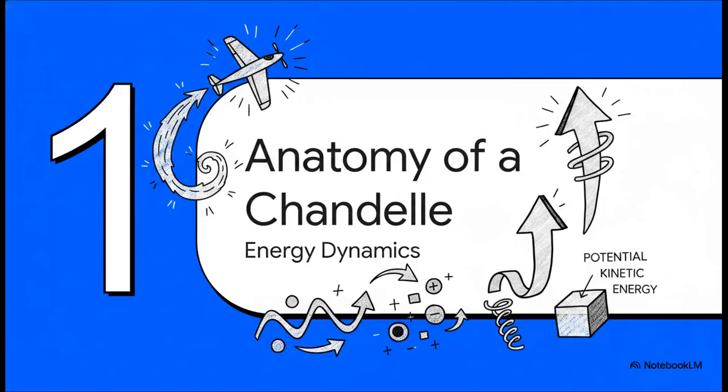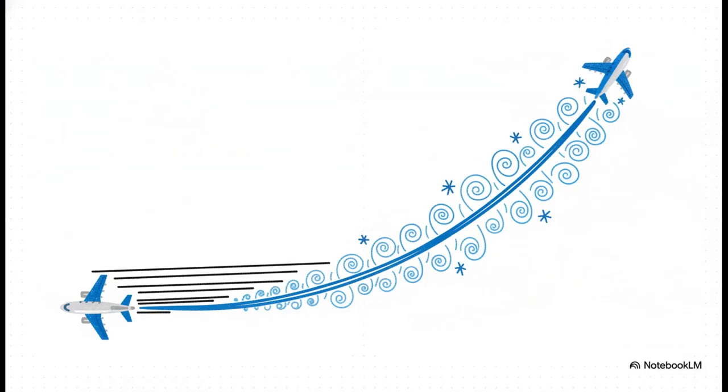Starting with Part 1, the anatomy of a Chandelle, looking at the energy dynamics. Now, what's really fascinating here is the stark contrast between the two states of the aircraft. On one side, we start out with high momentum and high power. That's your starting energy. Once you commence the turn, you're pulling the airplane into a steep climb.